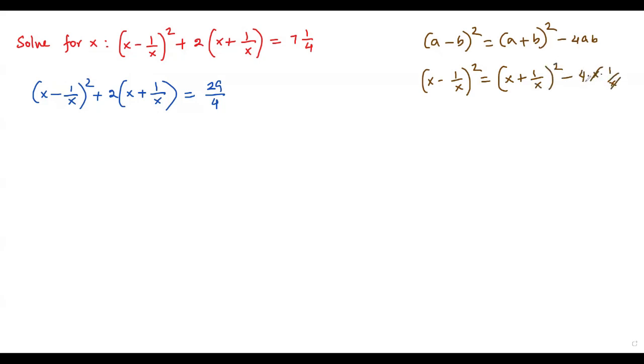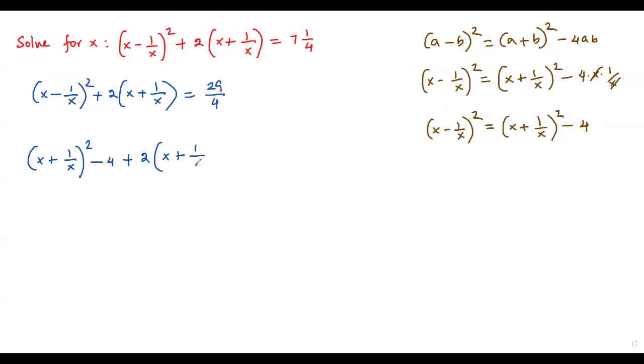So here this x and x will cancel out. Then I'm getting (x − 1/x)² equals (x + 1/x)² − 4. Now I got the stuff equivalent to this term (x − 1/x)². Now we can plug this in for the first term. Then I'm getting (x + 1/x)² − 4, and I can write the rest as it is: plus 2(x + 1/x) equals 29/4.